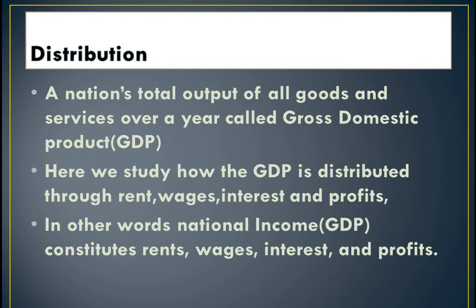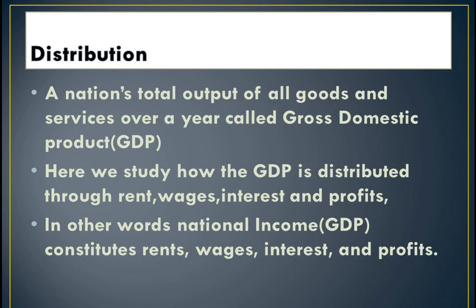Next, here we study how the GDP is distributed through rent, wages, interest and profits. Okay, now we got a gross domestic product, the total domestic production. It means the production of a country in total. How it will be distributed, this we are going to study. It is through rent, wages, interest, profit.